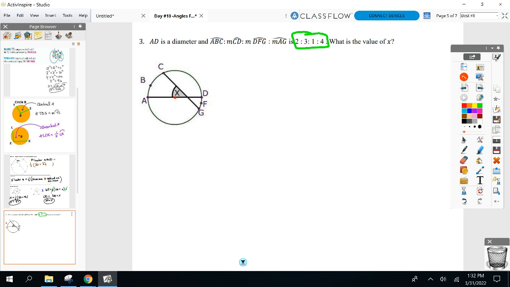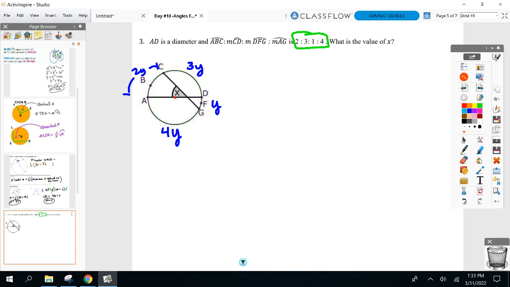I'm going to throw a Y in front instead, just because we're finding angle X, and I don't want you to assume that Y means X. So is everyone all right just putting Y's in there for now? So ABC, I'm going to label as 2Y. CD, I'm going to label as 3Y. DFG, 1Y. AG, 4Y.